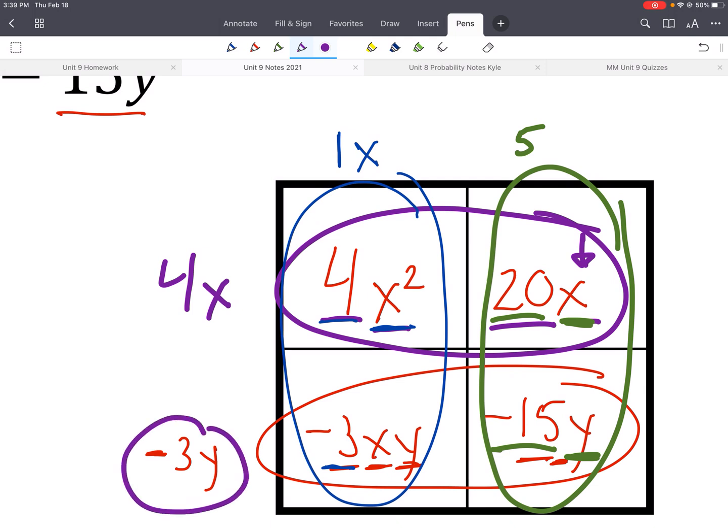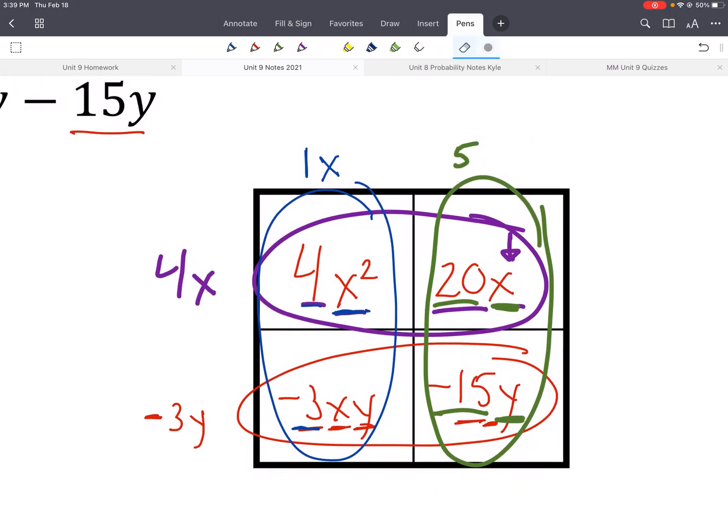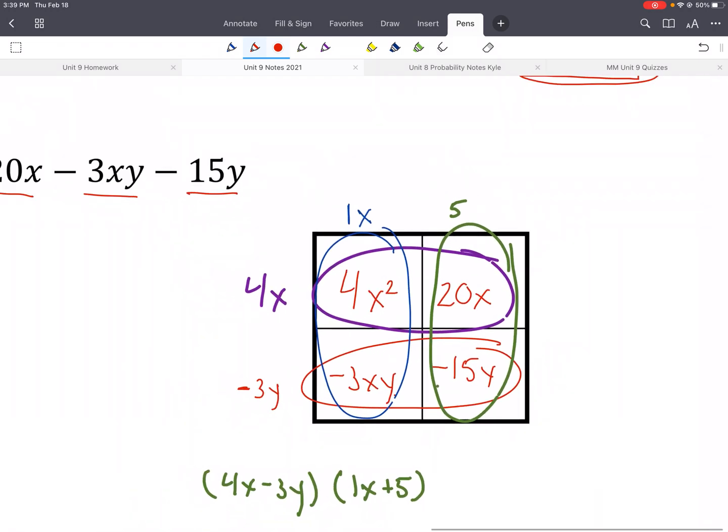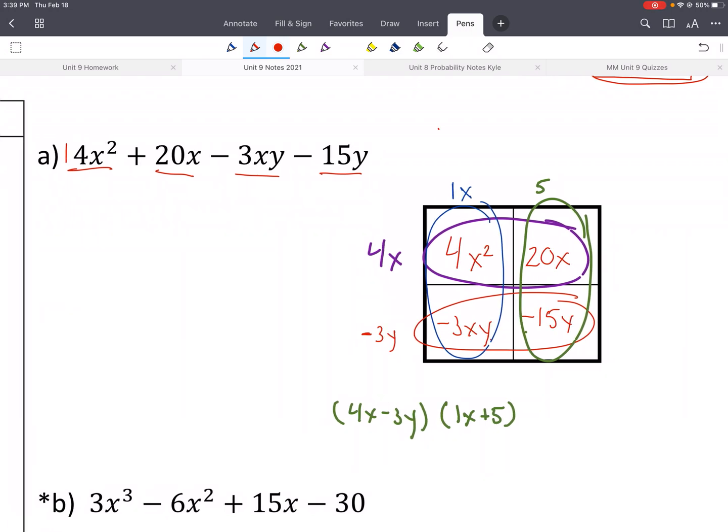And then we'll do the negative 3y times 5. And that gives us the negative 15y. So we can check that to make sure that we did it right. Let me just clear that out a bit to make it a little less complicated. As with anything, these things take some practice, and once you get it, it's going to go a lot faster. So this is using the reverse box method.